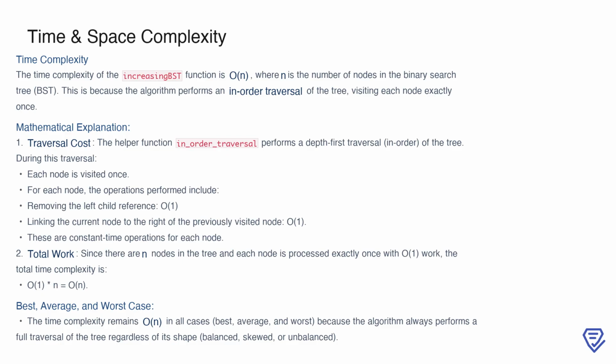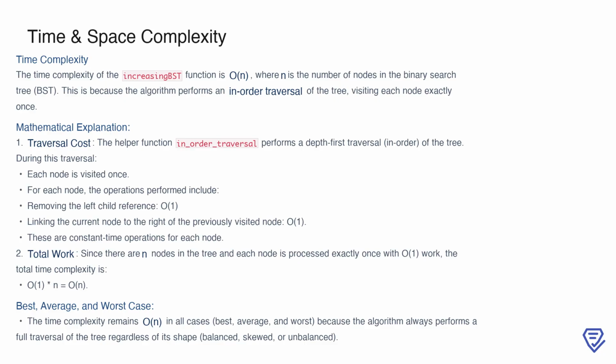The time complexity of the increasing BST function is O(n), where n is the number of nodes in the binary search tree. This stems from the fact that the algorithm performs an in-order traversal of the tree, visiting each node exactly once. Let's break this down mathematically. During the traversal, the helper function in_order_traversal visits each node, and for each node, it performs two main operations, removing the left child reference and linking the current node to the right of the previous one. Both of these are constant time operations, O(1). Since there are n nodes in total and each node is processed exactly once, the total cost becomes O(1) multiplied by n, which simplifies to O(n).